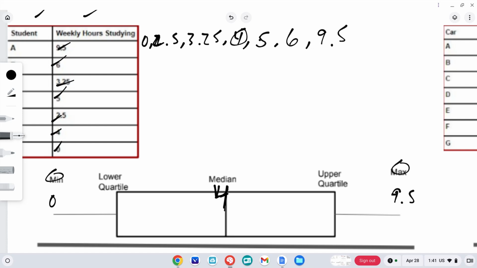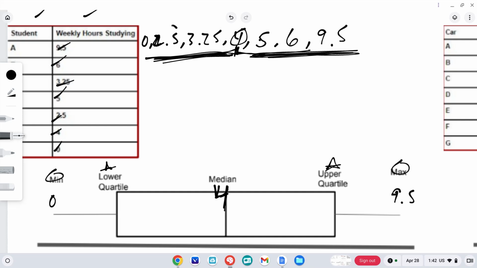And then again, we have to find the lower half and the upper half. 4 was our number in the middle. So that's kind of our break point between the two halves, right? I've got the lower half and the upper half. Find the number in the middle of those lists so that you can do your lower quartile, upper quartile.